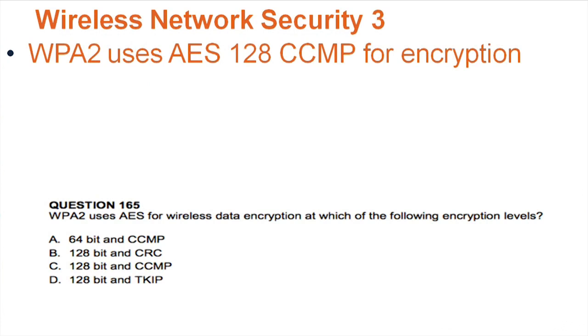So WPA2 uses AES 128 CCMP for encryption. So here's a question. WPA2 uses AES for wireless data encryption. At which of the following encryption levels? 128-bit and CCMP. That's the answer. 128-bit and CCMP. If you're going to be doing this kind of work, if you're going to be writing code for this kind of thing, obviously you're going to need a deep dive in here and understand these a little bit more. But when you see these out in the wild, just remember they're related to WPA2 and wireless encryption.